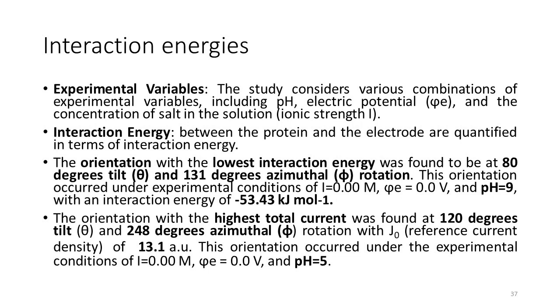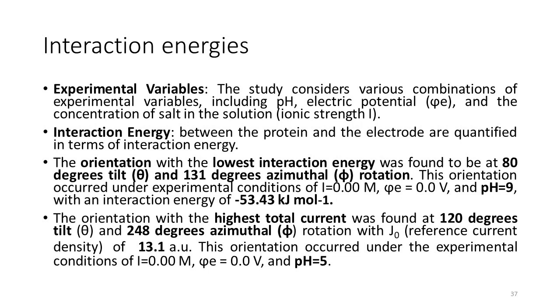At this moment, in order to address the discussion of the results, I'm going to make a comparison between two examples. For example, here the orientation with the lowest interaction energy was found at 80 degrees and 131 degrees azimuthal rotation angles. This orientation was obtained under the conditions of no electric potential at pH 9. With this condition, I got a value of -53.43 kilojoules per mole.